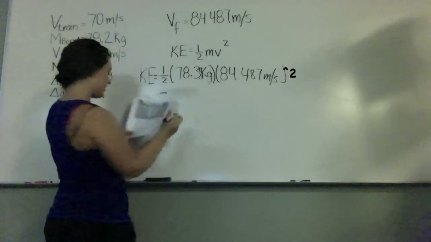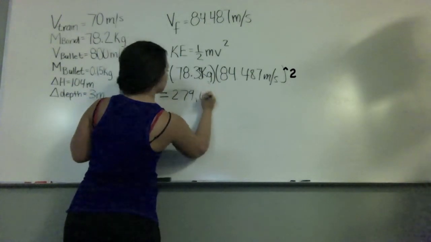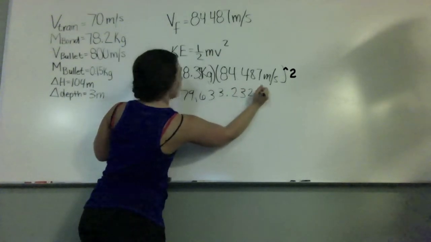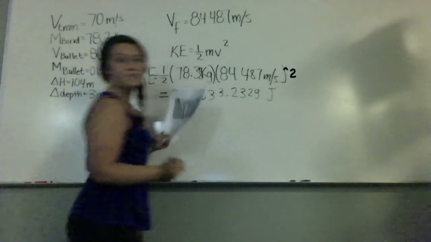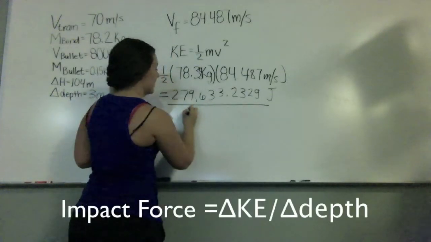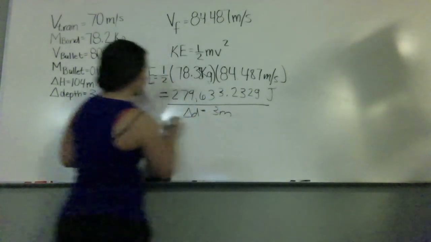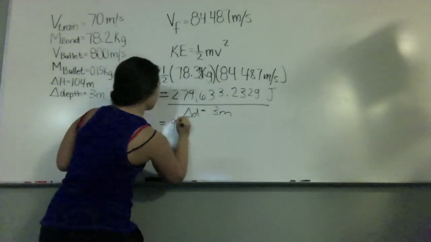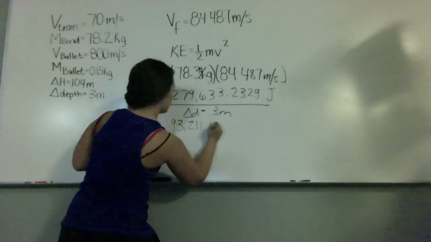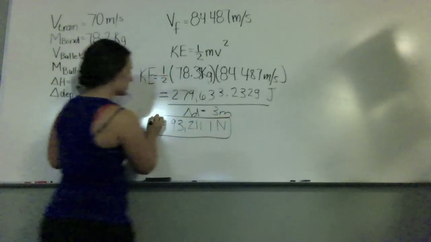The answer to the kinetic energy is 279,633.2329 joules. Now to find the impact force, we take the amount of kinetic energy and divide it by the change in depth, which we approximated to be about 3 meters. This equals 93,211.1 newtons. And this is what we calculated to be our impact force.